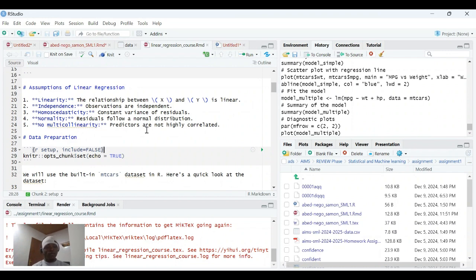And then the fifth one is no multicollinearity, meaning that the predictors are not highly correlated in my X. If I have several columns in my X, this means that no two columns are saying the same thing about my variable Y. These variables are not correlated.